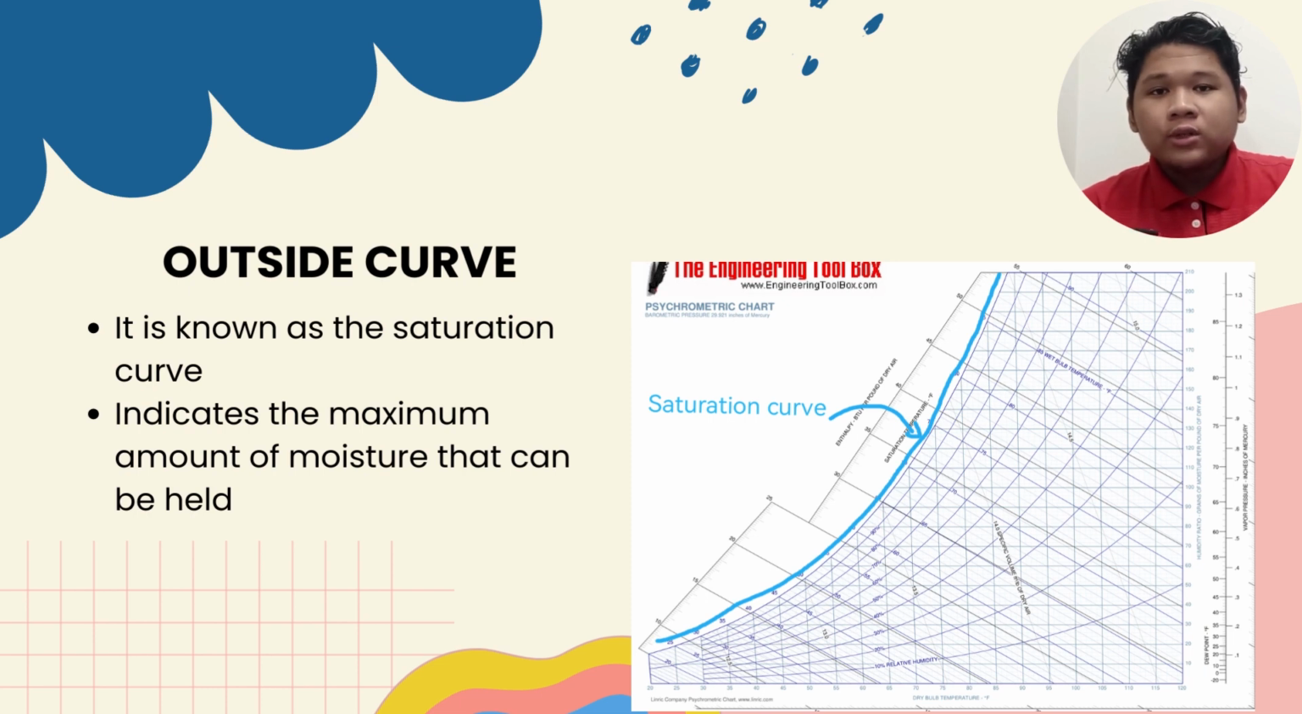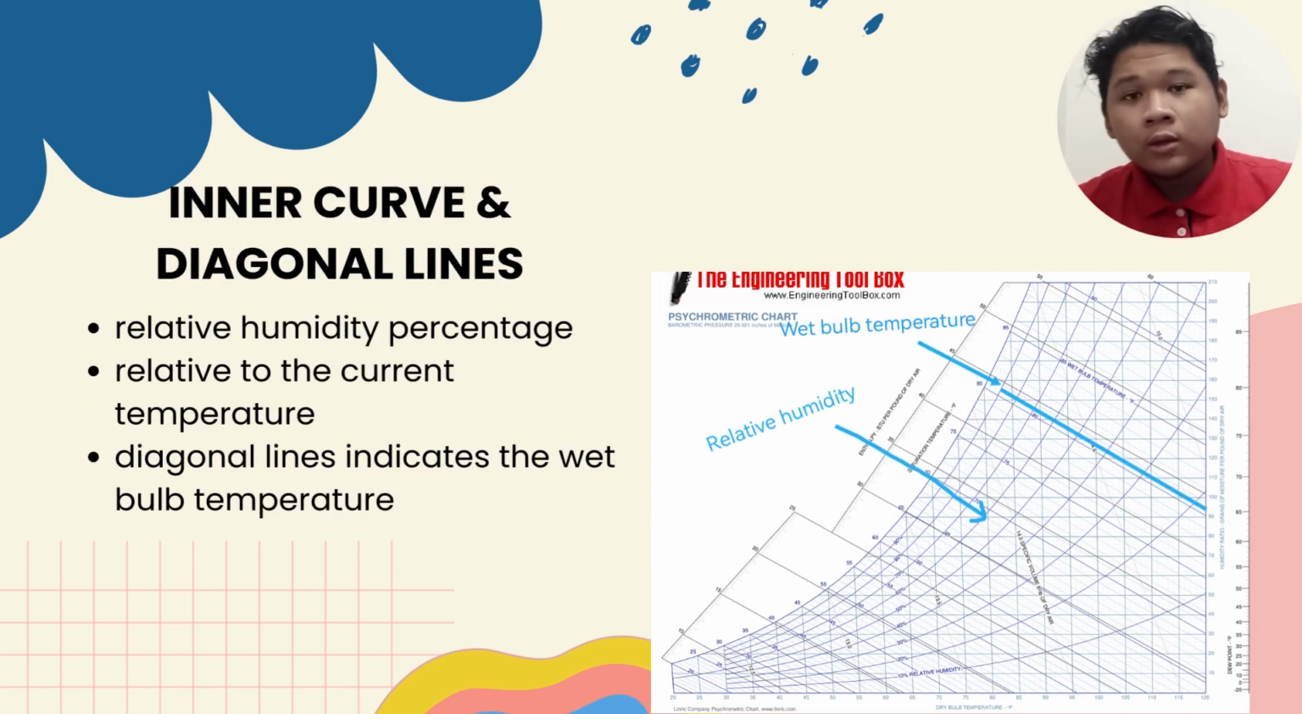The outside curve is known as the saturation curve, where it indicates the maximum amount of moisture that can be held by 1 pound of air. If anything gets past the saturation curve, it will condense and turn into water. And lastly, the inner curve and the diagonal lines. The inner curve of the psychrometric chart indicates the relative humidity percentage, where the humidity is relative to the current temperature.